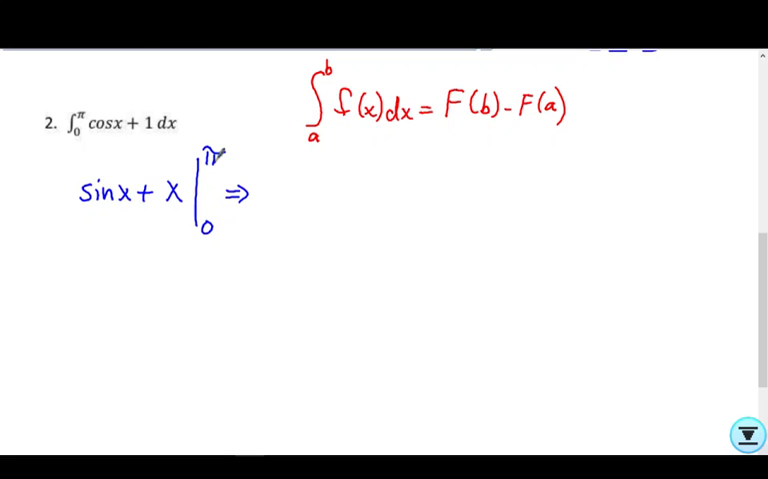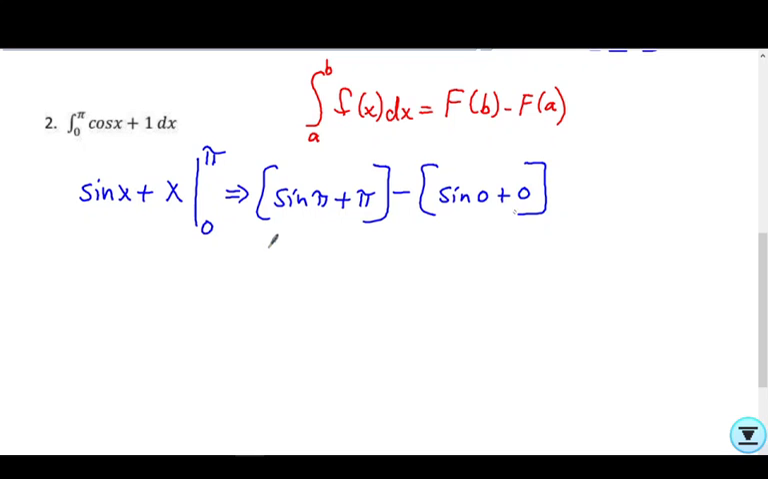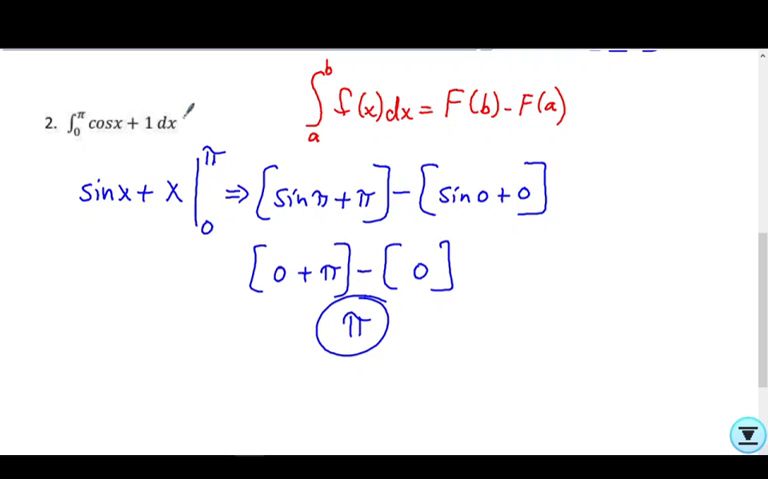You've got to plug in your upper limit first. So it's sine of pi plus pi, minus the sine of 0 plus 0. You have to know your unit circle. Sine at pi is 0, plus pi, minus the sine of 0, which is 0. So your answer is pi. This equals pi. That's it.